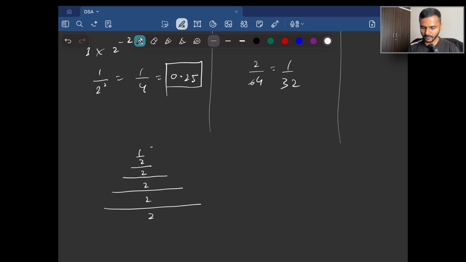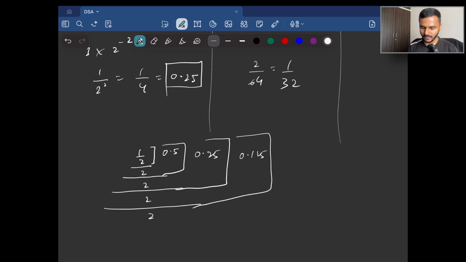So what you need to do now is go for 1 by 2, which is 0.5. Then go for 0.5 by 2, which is 0.25. Then go for 0.25 by 2. This will give you 0.125. 0.125 by 2 will give you 0.0625, and 0.0625 by 2 is going to give you 0.03125. So 1 by 32 is 0.03125.